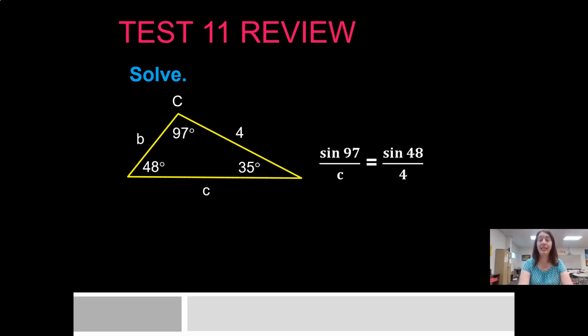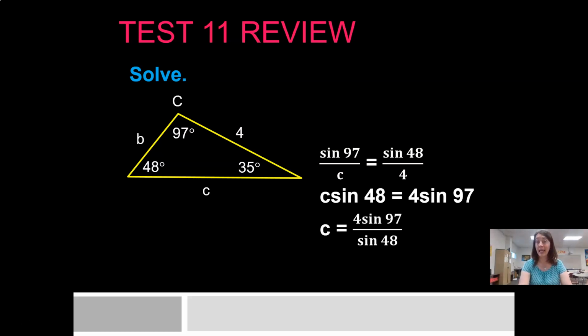So I said sine 97 over side C, and there again was the one complete ratio that was already given to us in the question, sine 48 over the side of 4. Cross multiply, C sine 48 equals 4 sine 97. Divide over your sine 48, just like we did on the letter B question, and that gave me that C was 5.34 in our question. So that would be like questions 5 through 7.